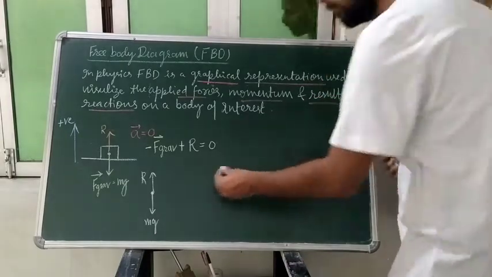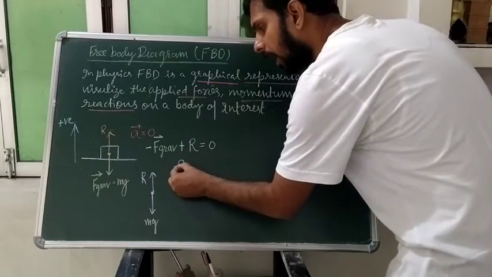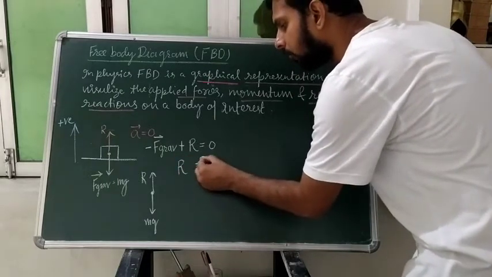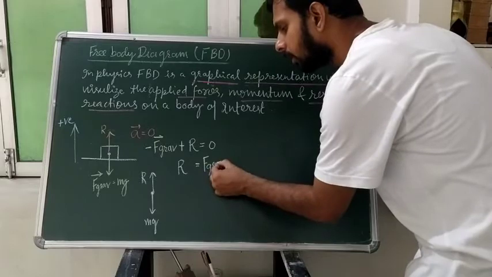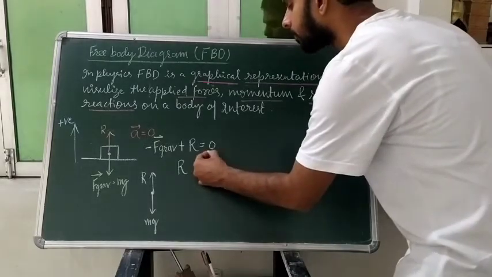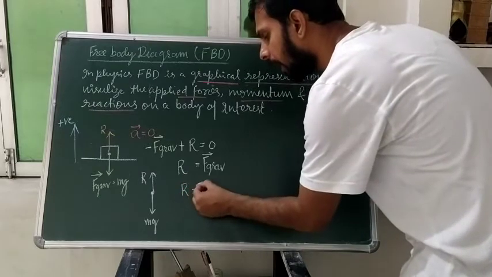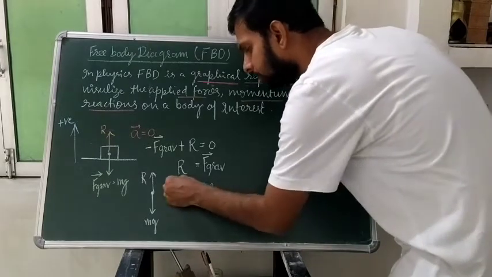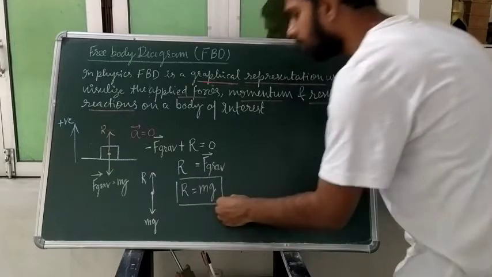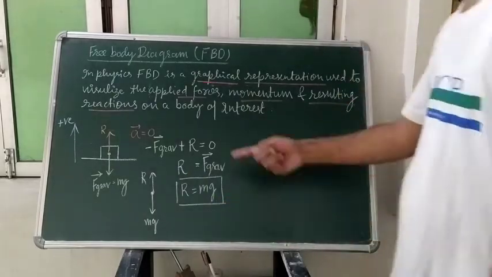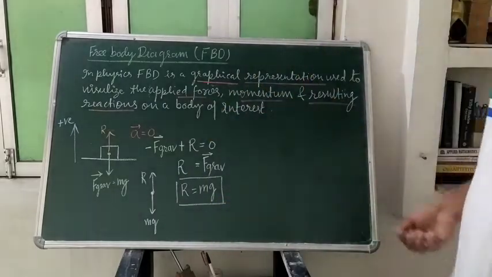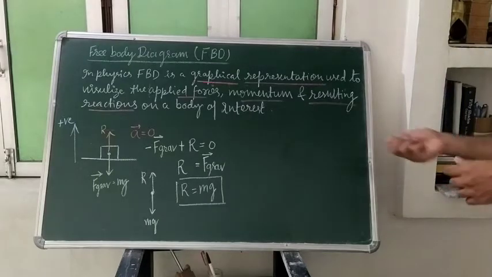I think I have given you this idea. So this R will become F of gravity only, and this R will become m times g in this case. I have told you that when the body is not accelerating, this is the expression we will get.